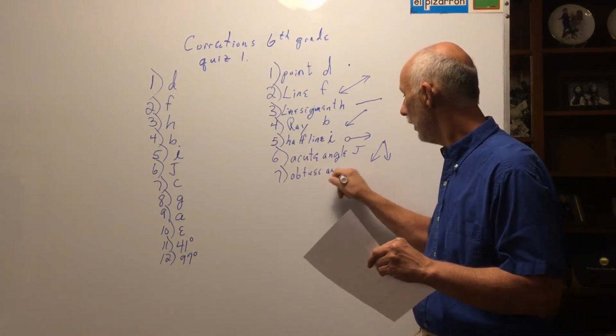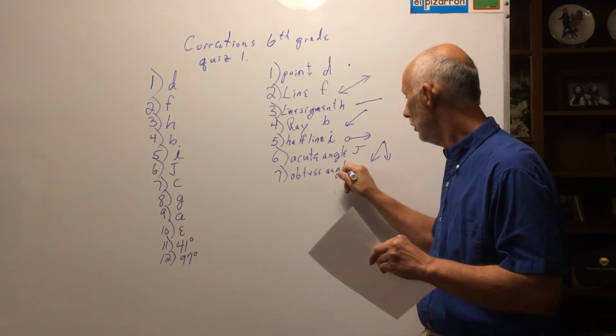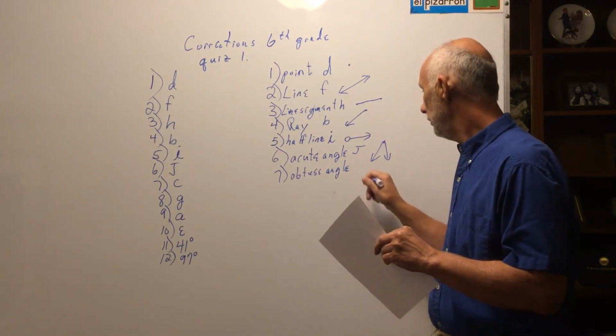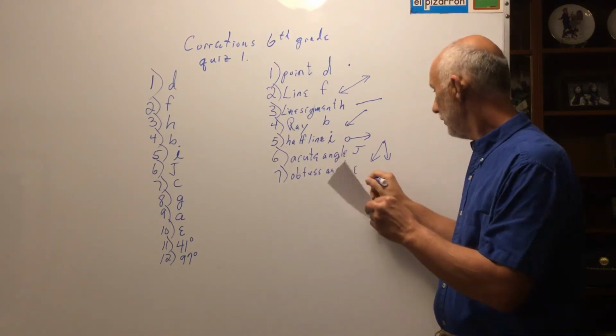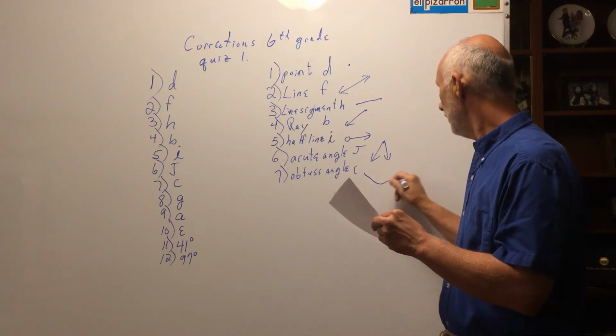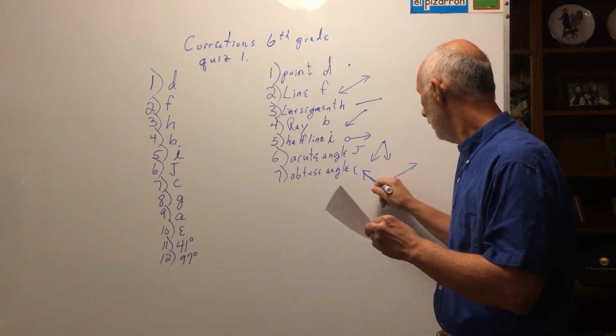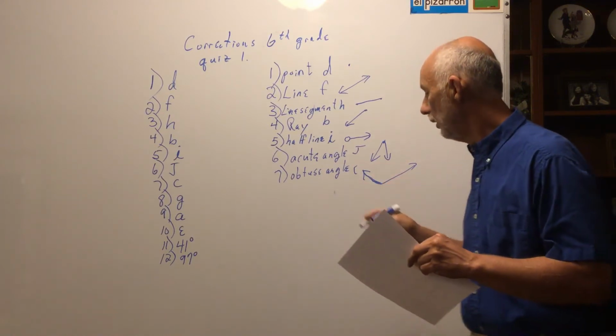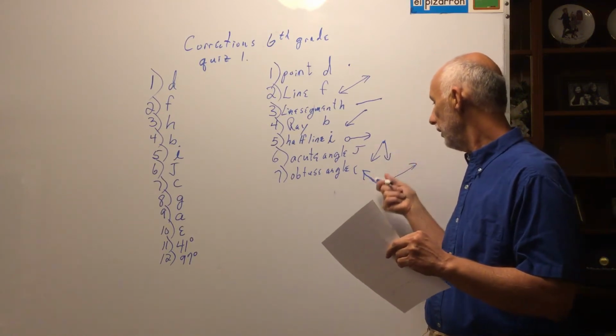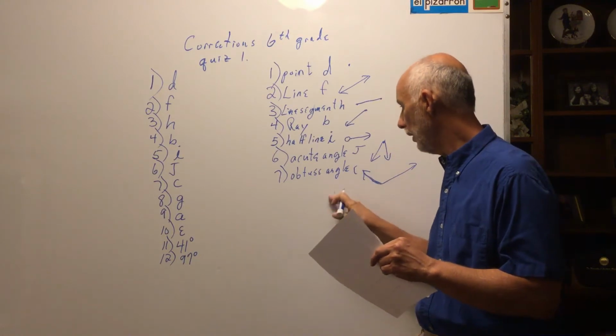and an obtuse angle would be C, and that's the one that opens up more than 90 degrees. And by the way, you don't have to draw them perfect, but you do have to make sure that the acute is less than 90 and the obtuse is greater than 90.